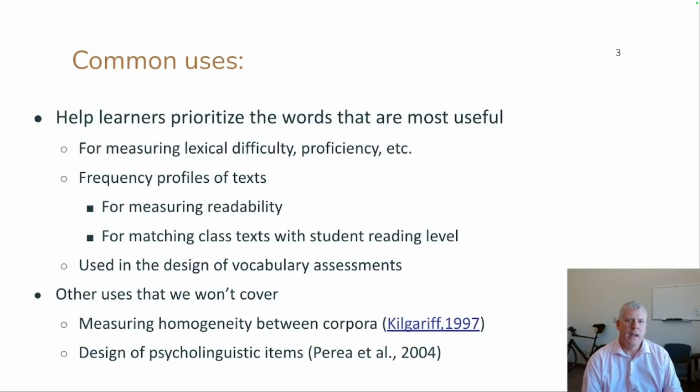Frequency profiles of text is another use of frequency, and you can look at what percentage of the words in a text come from this band. Let's say the top most frequent 1,000 words. And then the next band down, the second most frequent 1,000 words, from 1,000 to 2,000 in the ranking of words. So you need a frequency list to do that type of thing. And also for matching class text to student reading level, like I mentioned. It's used in the design of vocabulary assessments. And there are some other uses that we won't cover here, measuring homogeneity between corpora, and also the design of psycholinguistic terms or items.